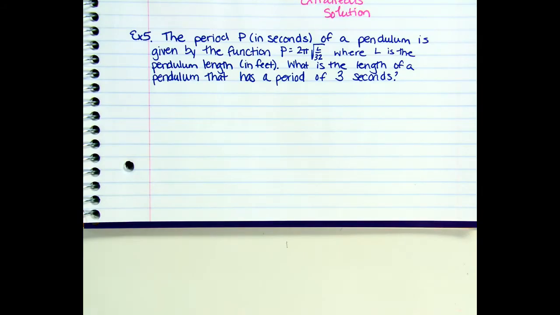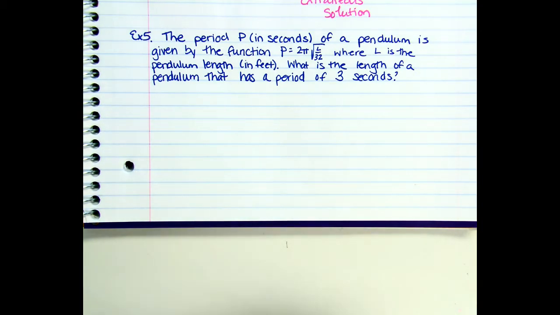Our final problem here is an example of a physics problem. The period p in seconds of a pendulum is given by the function p equals 2 pi times the square root of L over 32, where L is the pendulum length in feet. What is the length of a pendulum that has a period of 3 seconds?